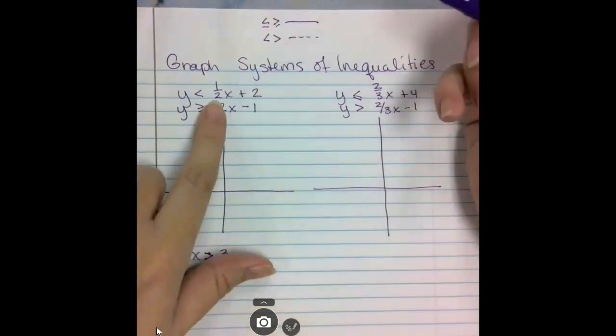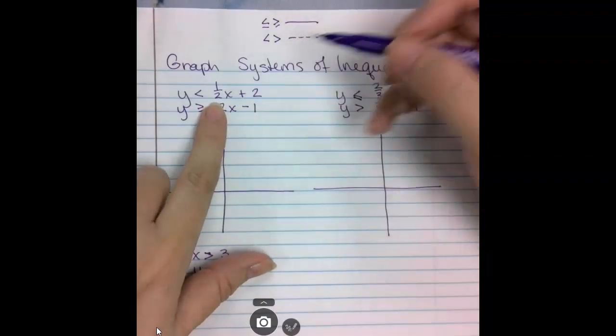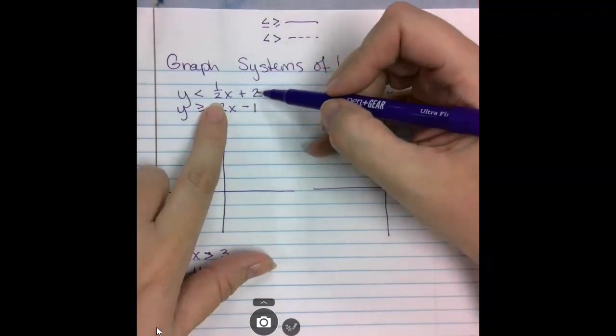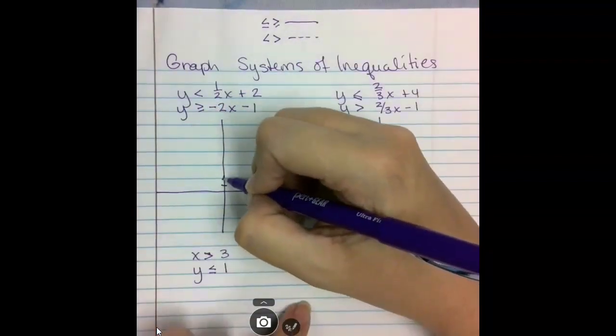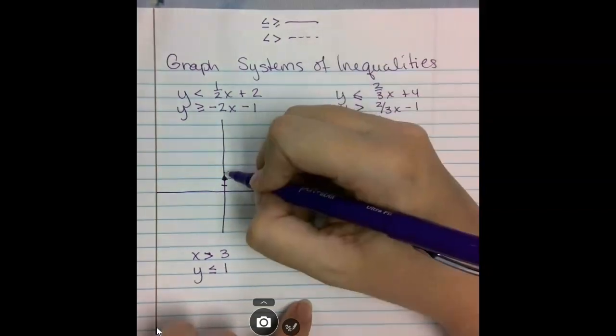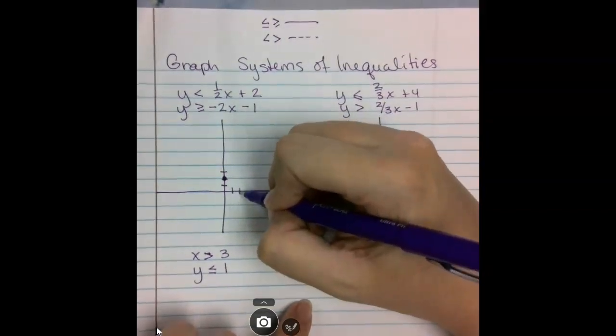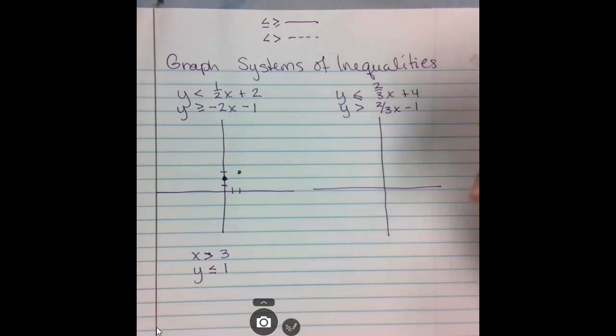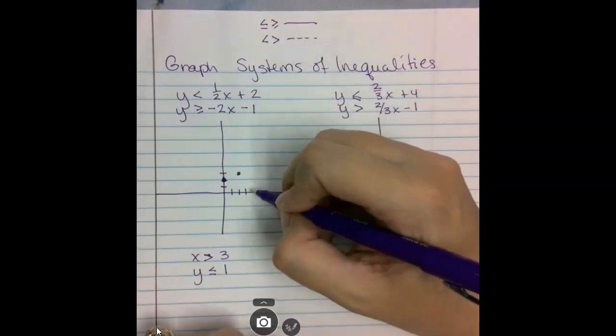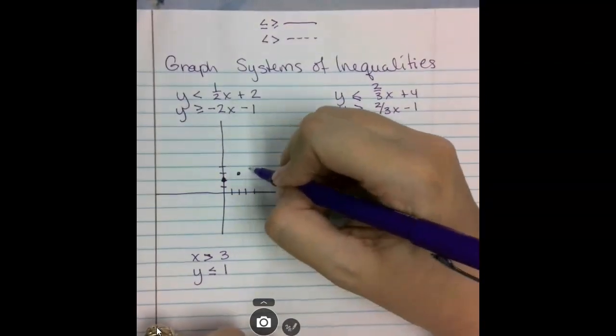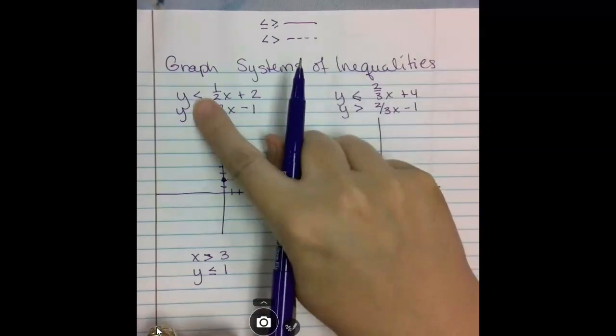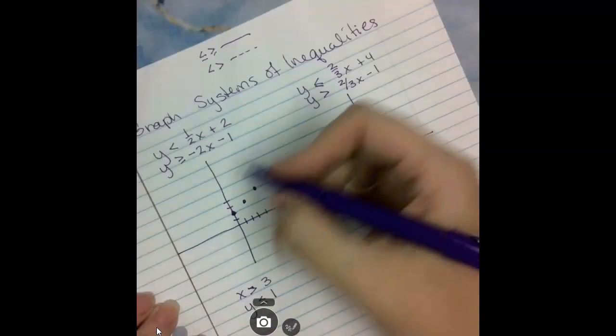So I'm going to start with the first one here. 1/2 x plus 2. So I'm going to start with the 2, put my dot there. Then I'm going to rise 1, run 2, and put my dot right here. And I'm going to do it one more time, just because. Rise 1, run 2, there it is. This one is going to be a dashed line, so I'm going to put my dashed line here.